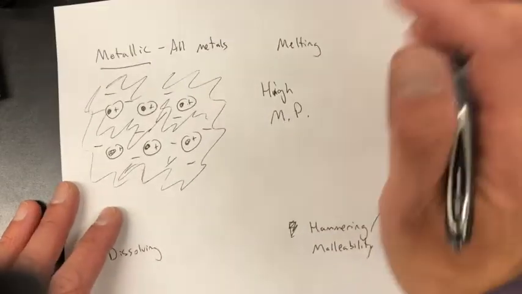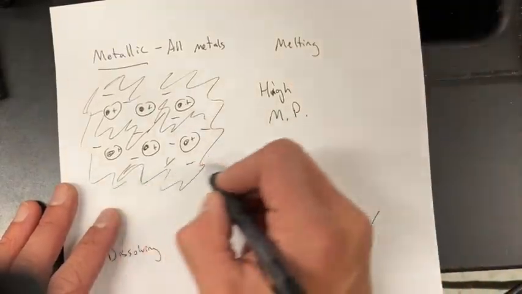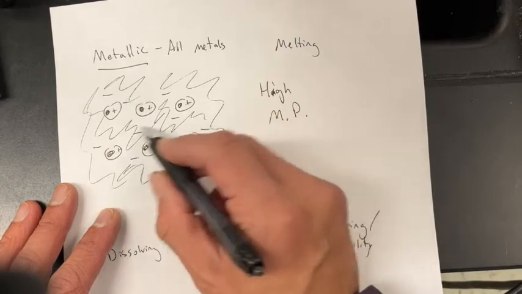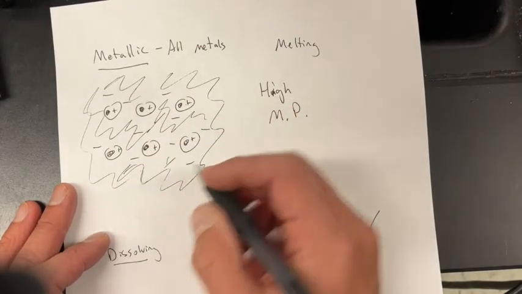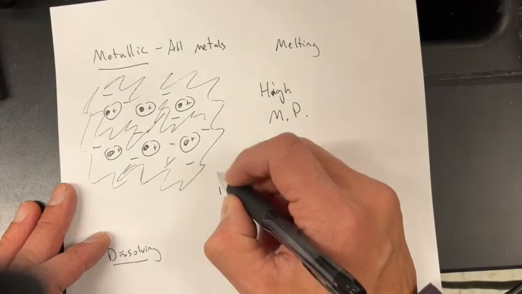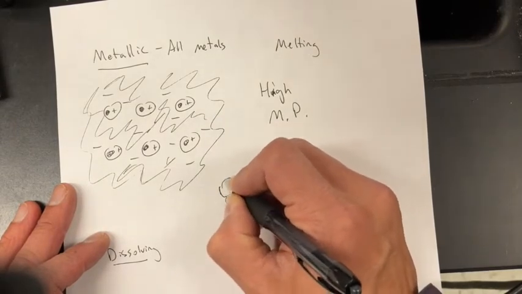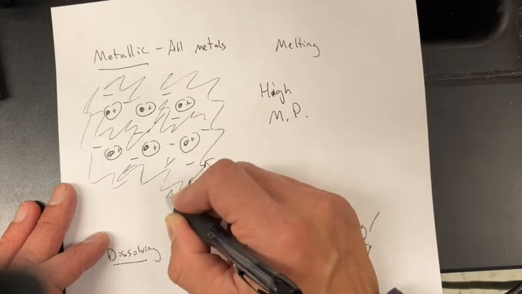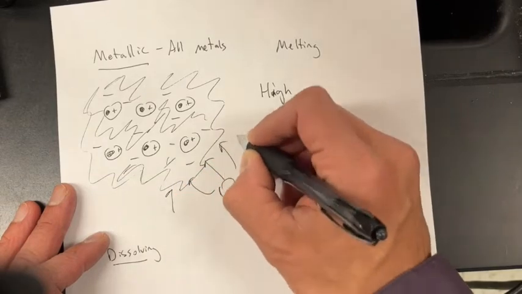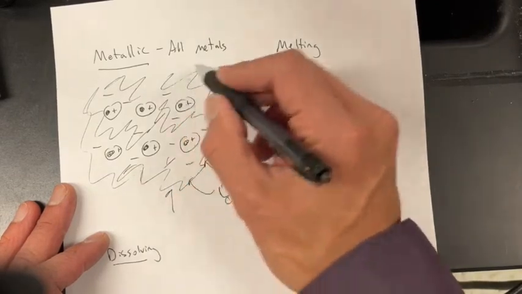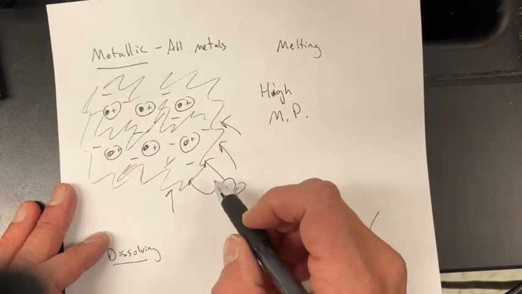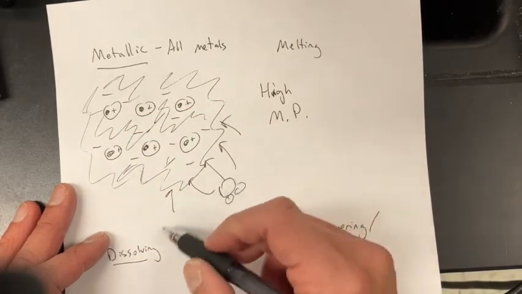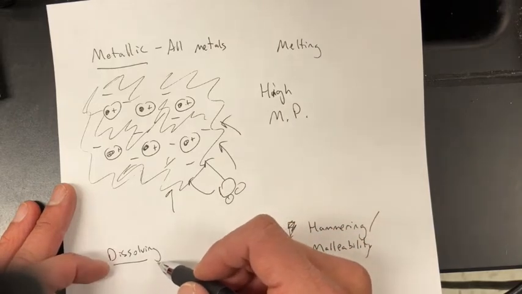Some properties of metals: we know they conduct electricity because they have a lot of electrons, so the electrons can move around. Dissolving, do metals dissolve? If I have water here, can it really get into anything? You can see there's nowhere for anything to even break up. So this sea of electrons pretty much prevents any water from getting in here. That's why metals don't dissolve.